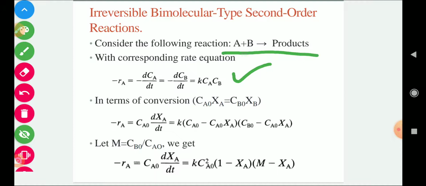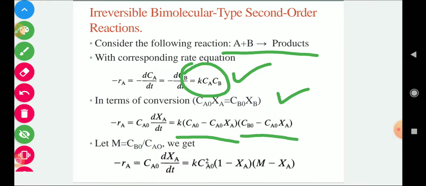Because 1 mole of A reacts with 1 mole of B to give product, the amount of A and B consumed during the reaction will be the same, or we can say CA0 into XA will be equal to CB0 into XB. So if we replace CA and CB, then CA will be equal to CA0 minus CA0 XA. Similarly, CB will be equal to CB0 minus CB0 into XB, but CB0 XB is equal to CA0 into XA. So finally we have CB0 minus CA0 into XA.